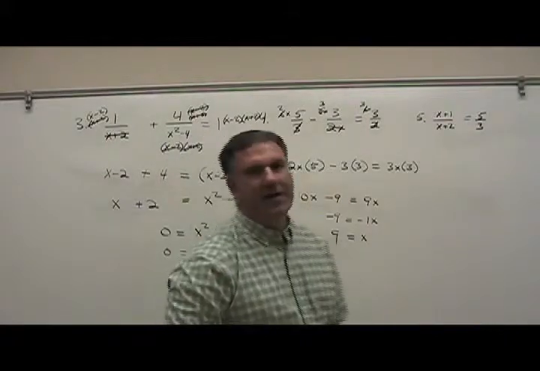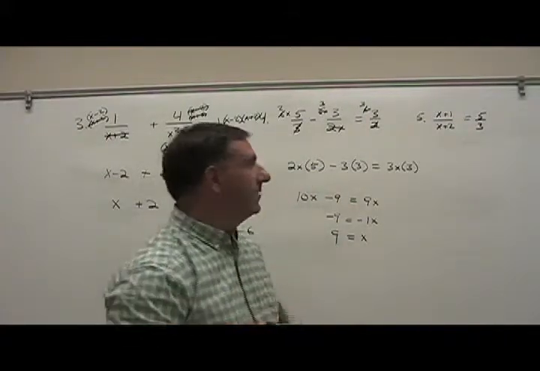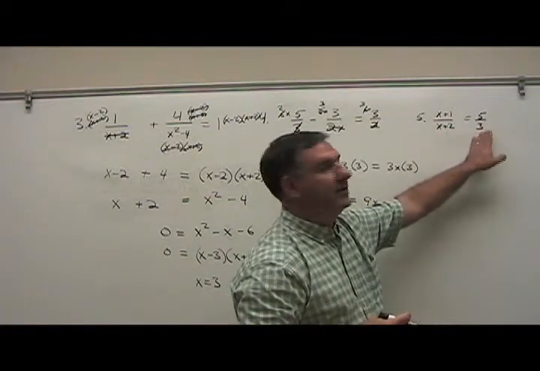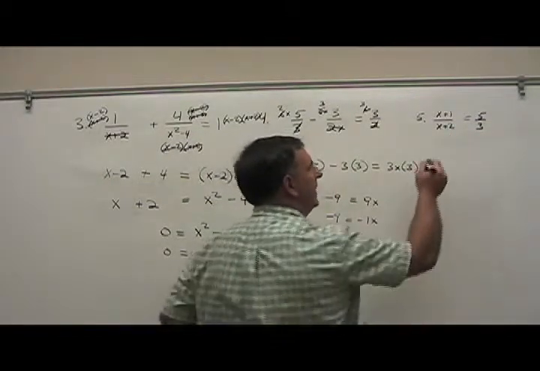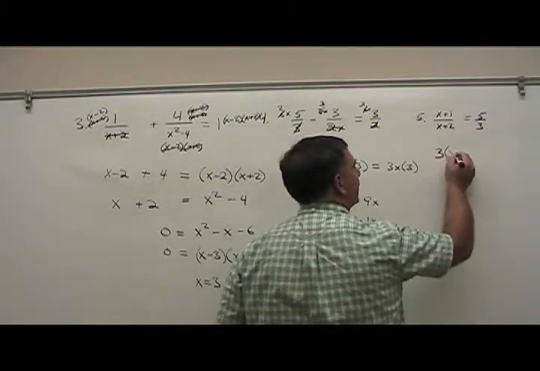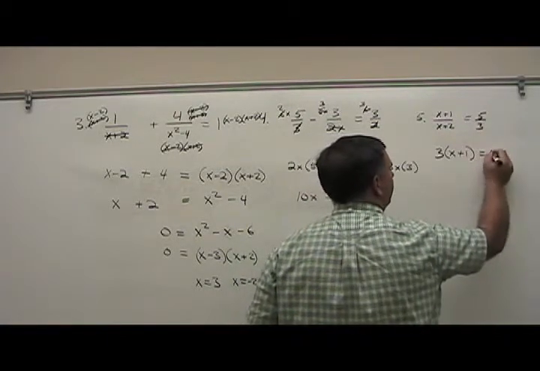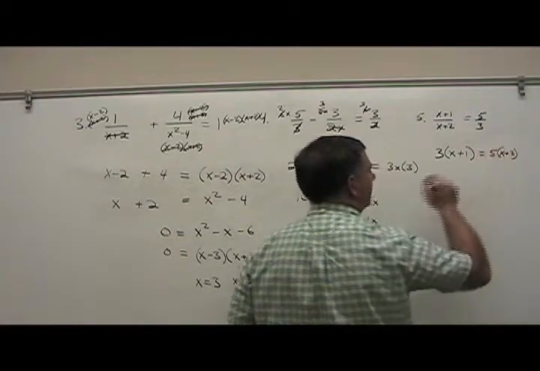In problem number 5, this is a much simpler problem because it is actually set up so that I have a ratio equal to another ratio, and so I can do cross multiplication with this problem. I can take 3 times x plus 1 and cross multiply with the 5 and the x plus 2, and 5 times x plus 2 is what you have over here.